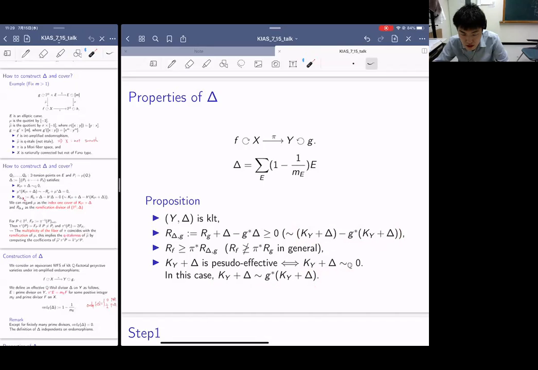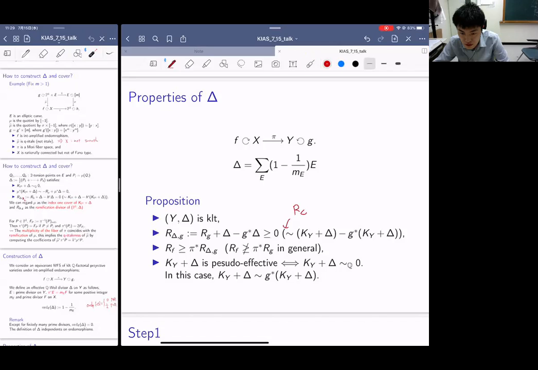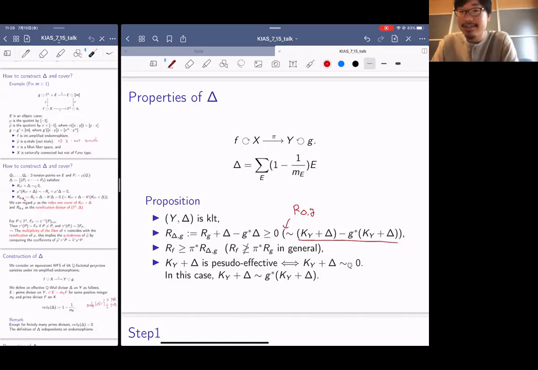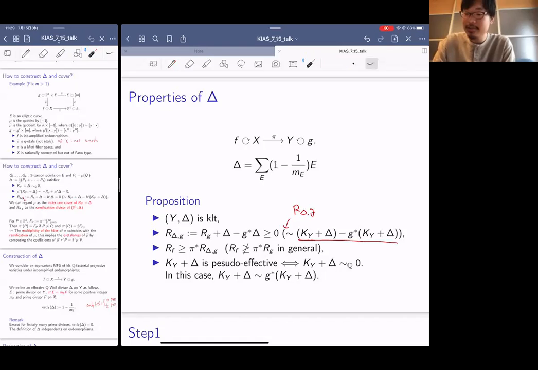Sorry, I have a question. For your second proposition, R delta G by definition is R_G plus delta minus G pullback delta, greater or equal than 0. And in your bracket, what do you mean? Do you mean 0 is linearly equivalent to the right-hand side? Sorry. It should be that R delta G is linearly equivalent. Okay. I see. So if this ramification divisor is equal to 0, then we have this linear equivalence.